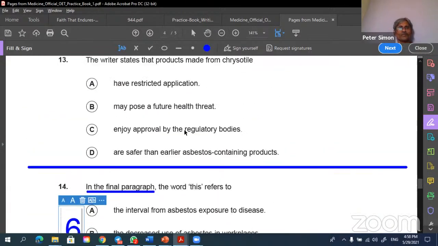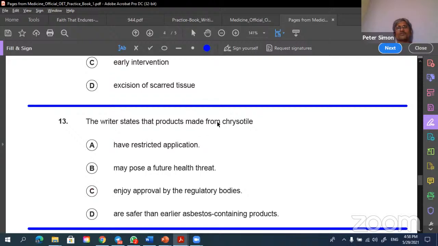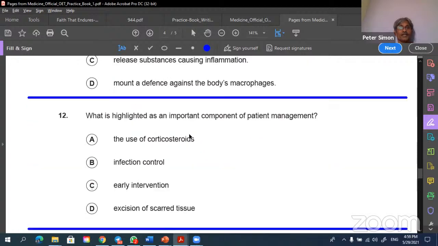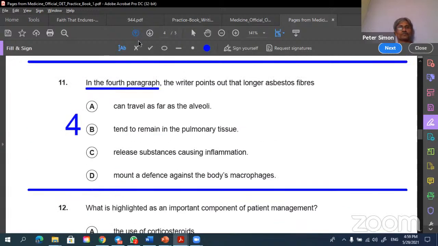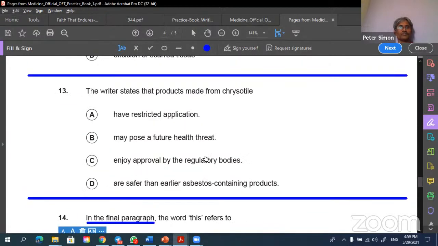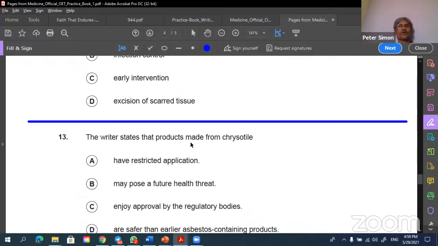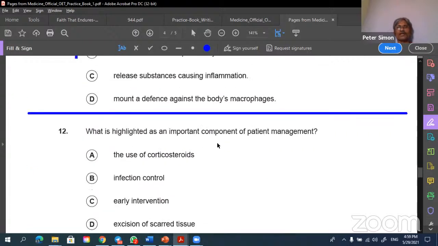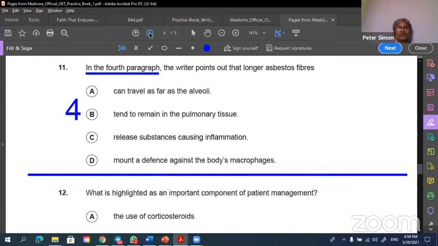Now, the writer states that products made from chrysolite, and here is the important component of patient management. It must be fourth, fifth, or sixth. Next. Products made from chrysolite, and the next one, important component of patient management. So we can go there.